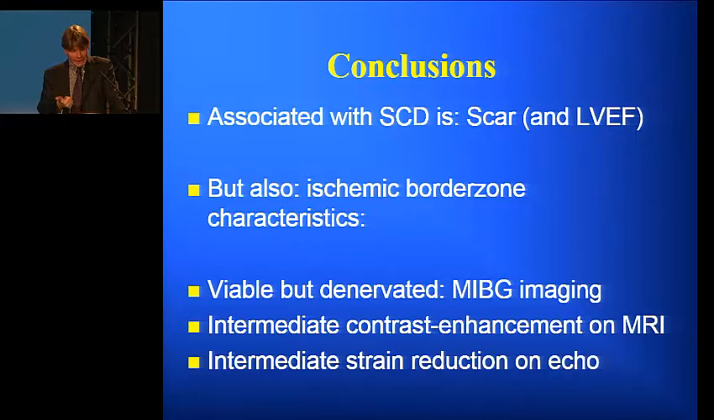Nuclear is looking at viable but denervated myocardium. On MRI we look at this intermediate contrast-enhanced zone. And on echo, we can do the same with the reduction in strain. So I showed you this transition from pure scar, then the intermediate area, and then the remote area. And the bigger these areas are, the more instability there probably is.